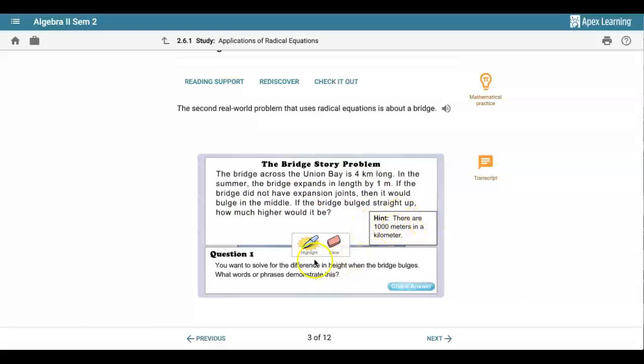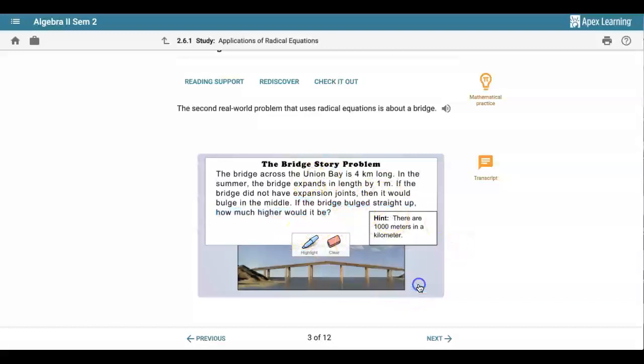If we want to solve for the difference in height when the bridge bulges, what word or phrase demonstrates this? How much higher would it be? That's what I would highlight, and they highlighted the entire sentence there: if the bridge bulged straight up, how much higher would it be? That's telling us what we're trying to solve for.